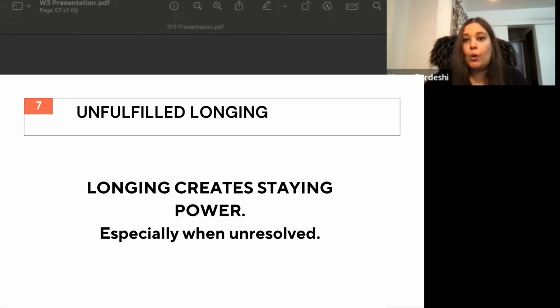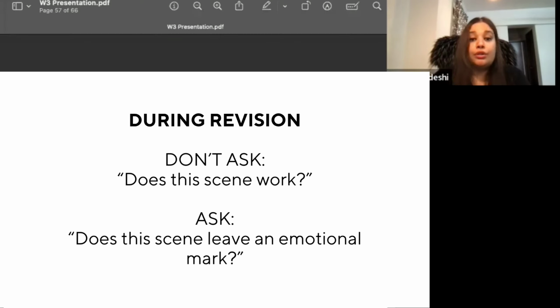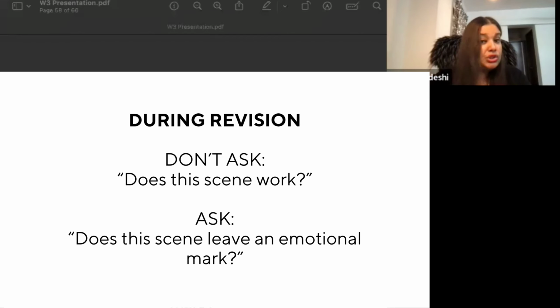Now, this brings us to the end of the 7 elements. Now remember, during revision, don't ask, does this scene work? Ask, does this scene leave an emotional mark on the reader? This one question changes the revision process entirely because many scenes are technically correct, but emotionally they're completely weak. And readers rarely obsess over technically competent scenes, they obsess over emotionally bruising ones.